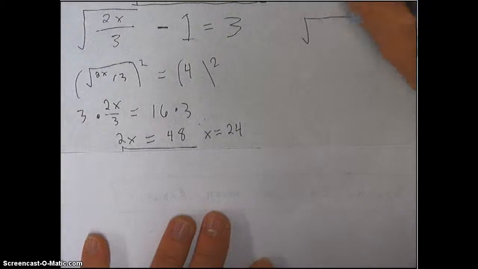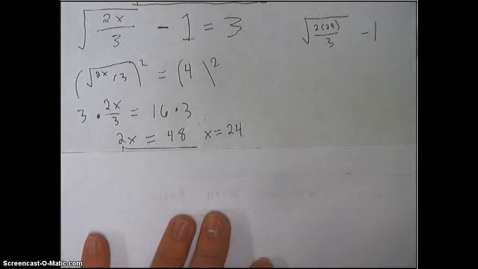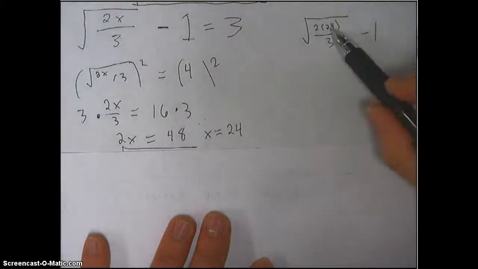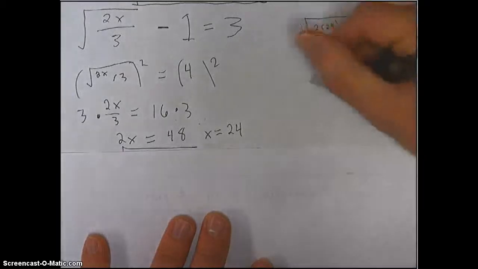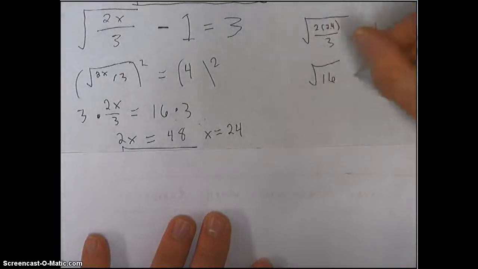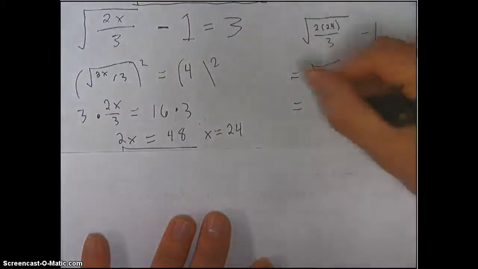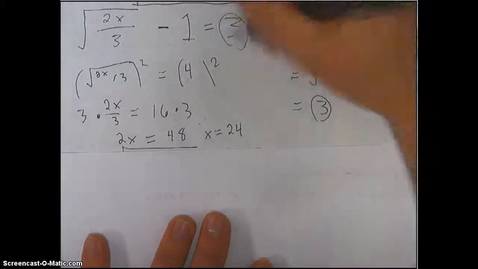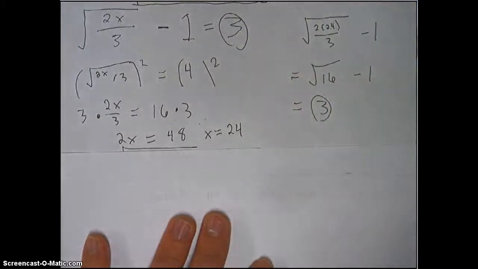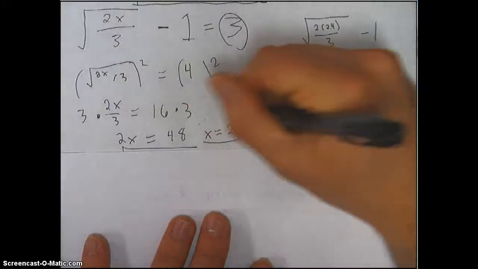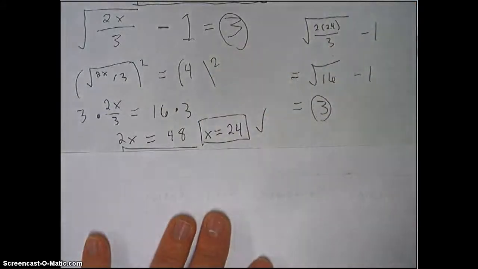So I want to do the square root of 2 times 24 divided by 3 minus 1. See, 2 times 24 is 48. 48 divided by 3 is 16. So it's going to be the square root of 16 minus 1, which equals 4 minus 1, which equals 3. That 3 is the same as that 3, so I got an answer that makes sense. The correct answer is x equals 24.